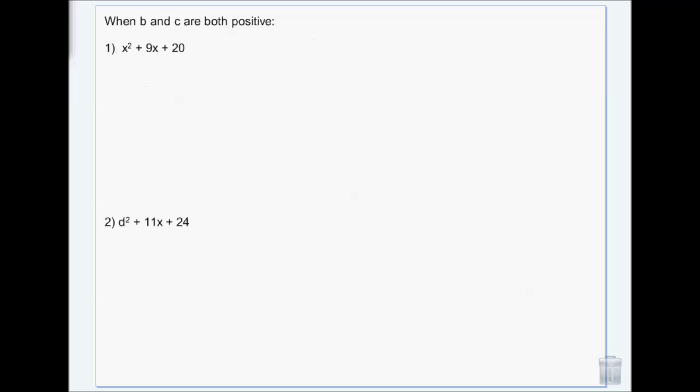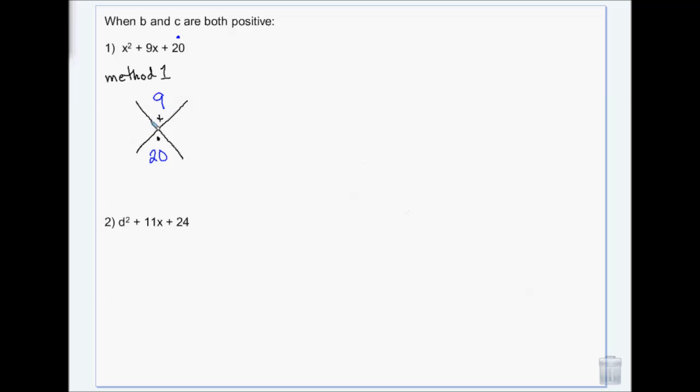We can use method 1, which I like to call the big giant X. Basically what I'm doing is I'm looking for two numbers that when I multiply them, I'll get 20. So this is for the multiplying. And when I add them, I'll get 9. This is the big giant X.